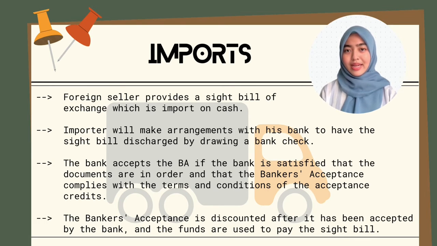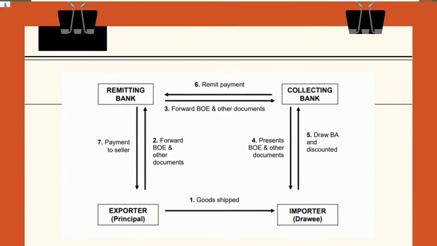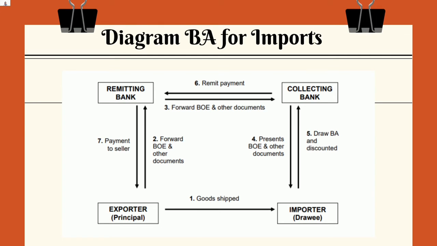For imports, the banker's acceptance can only be used for financing if the foreign seller provides a sight bill of exchange, which is import on cash. When an importer does not have enough money to pay the sight bill, he will make an arrangement with his bank to have the sight bill discharged by drawing a bank draft. The bank accepts the banker's acceptance if the bank is satisfied that the documents are in order and that the banker's acceptance complies with the terms and conditions of the acceptance credits. The banker's acceptance is discounted after it has been accepted by the bank, and the funds are used to pay the sight bill. This is the diagram of banker's acceptance for imports.